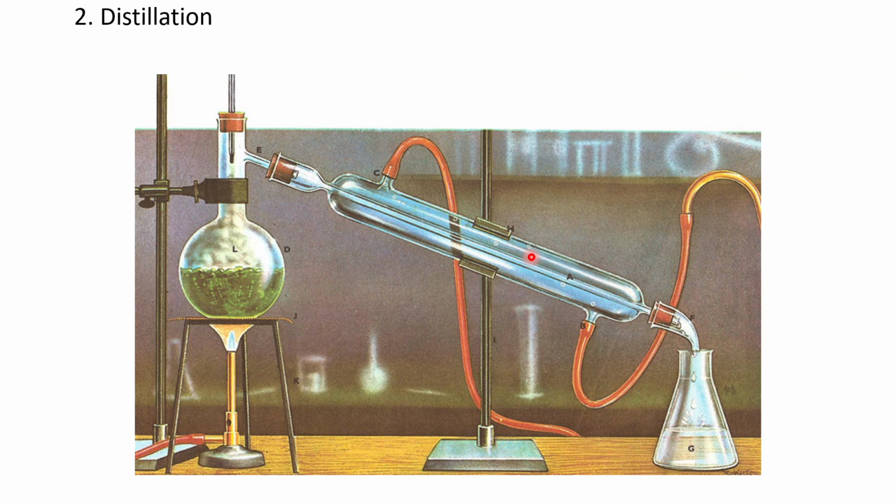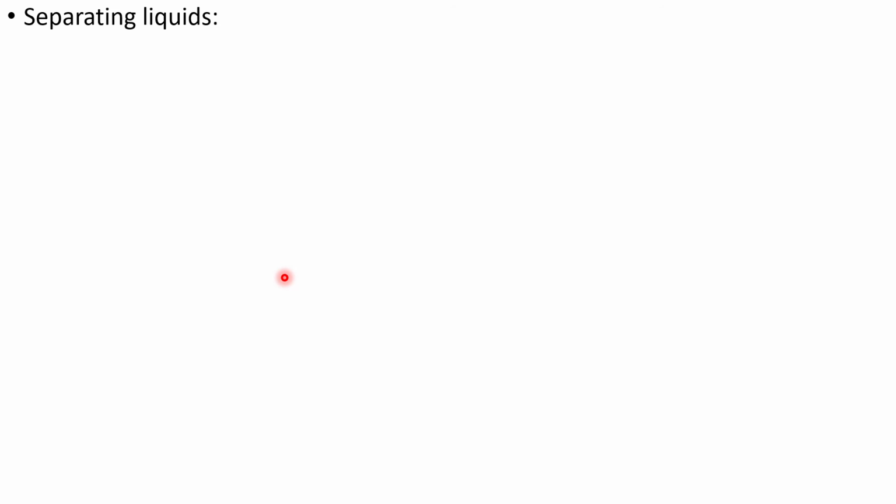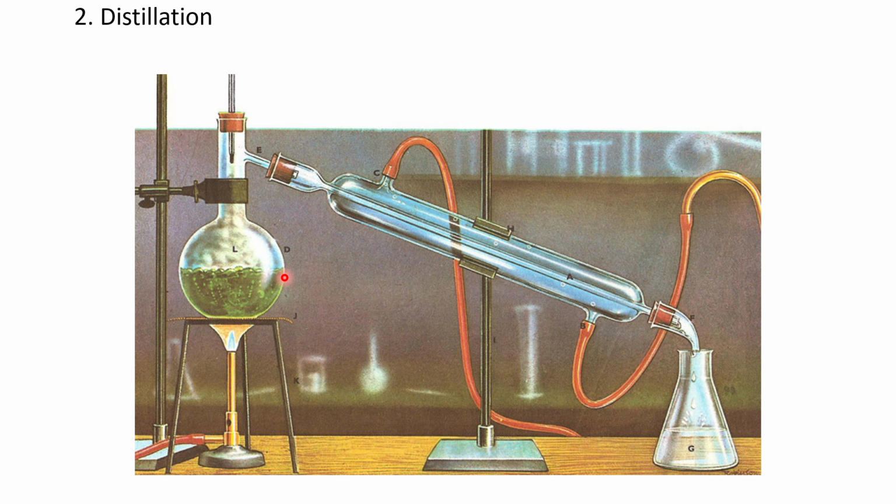Next is distillation. So this is an apparatus required for distillation. This distillation is basically used to obtain pure liquid from a solution. So let us see how this works. So in distillation, what happens is the solution is heated. Here we have taken a solution which is the mixture of soluble solids and liquids.